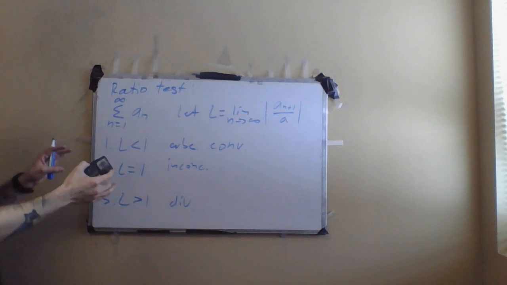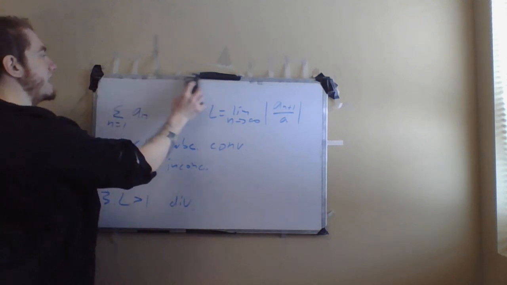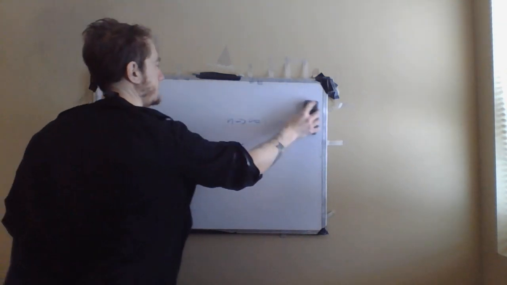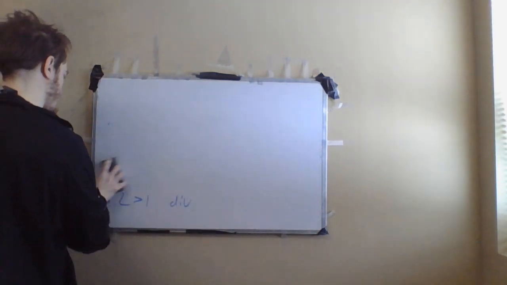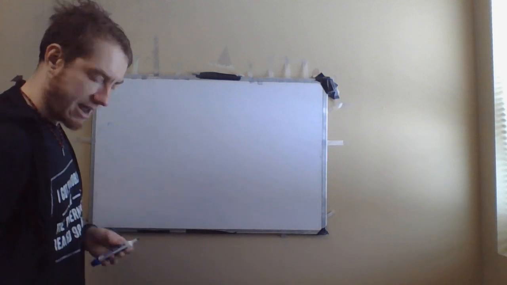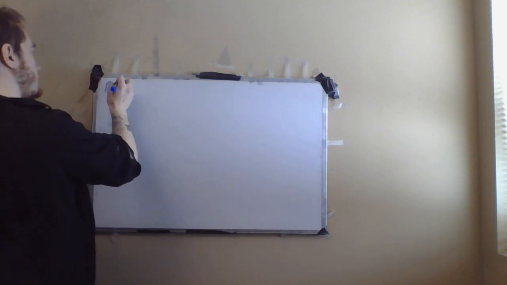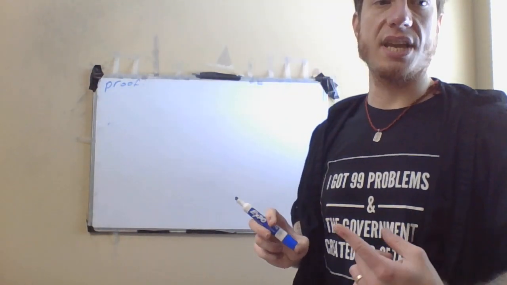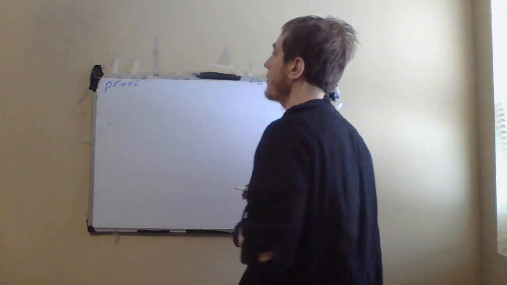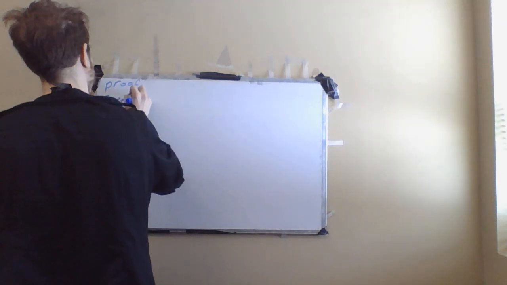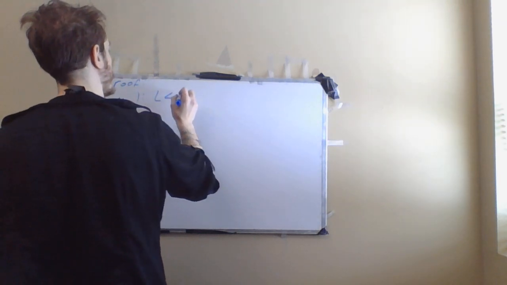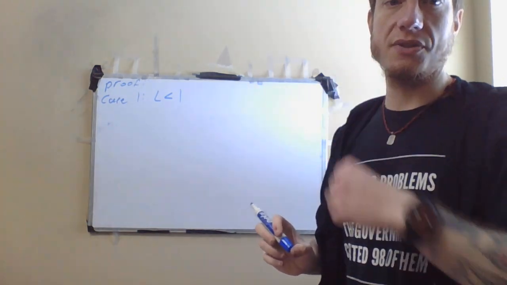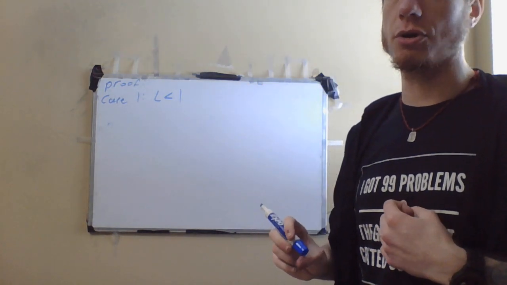So keep all of this stuff in mind, but I am going to erase this for the moment so that I've got more space. And now we will look at a proof. So we have 3 different cases to deal with. Let's start off with case 1, where L is going to be strictly less than 1. And we want to show that this thing is absolutely convergent.